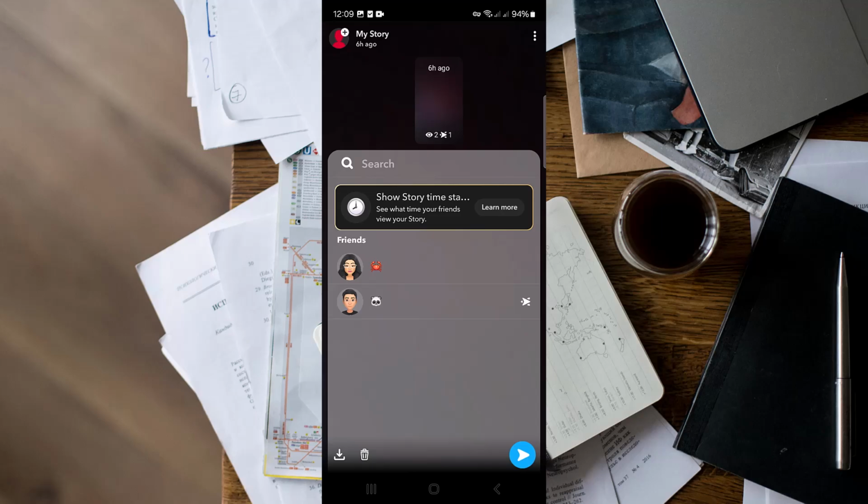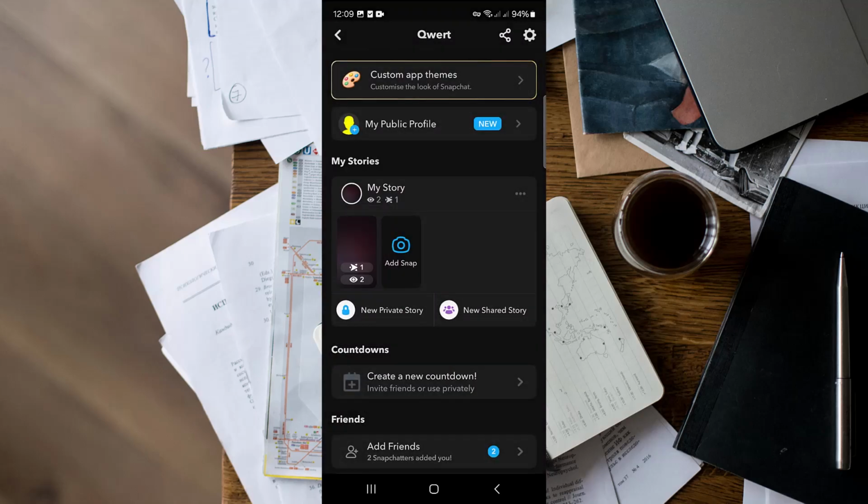And here you can see on the side, in the panda person, there is a screenshot icon that is showing. So from there you can see two persons have seen with the eye icon, and one person has taken the screenshot of your story. And this is how you can determine how many person have taken screenshot of your Snapchat story.